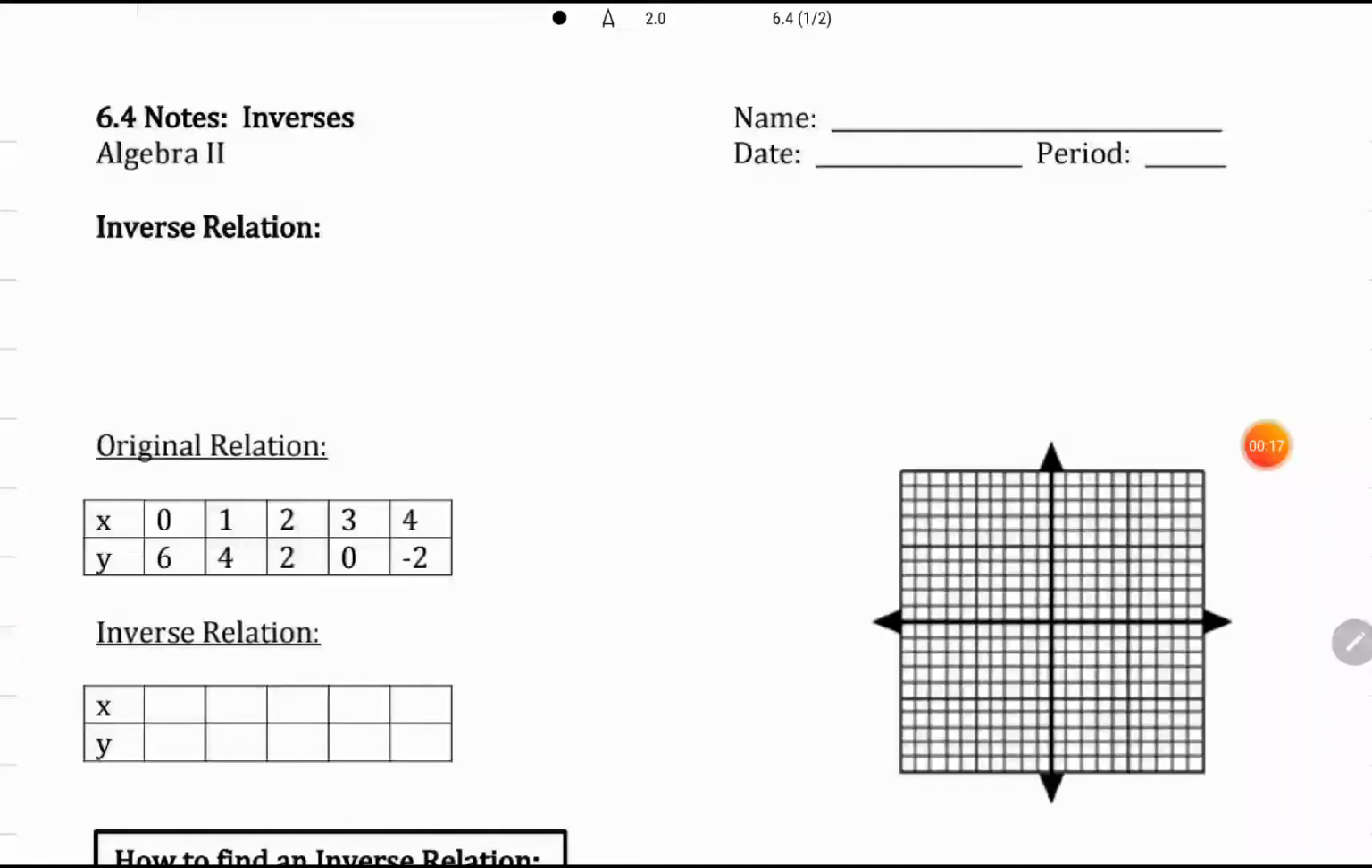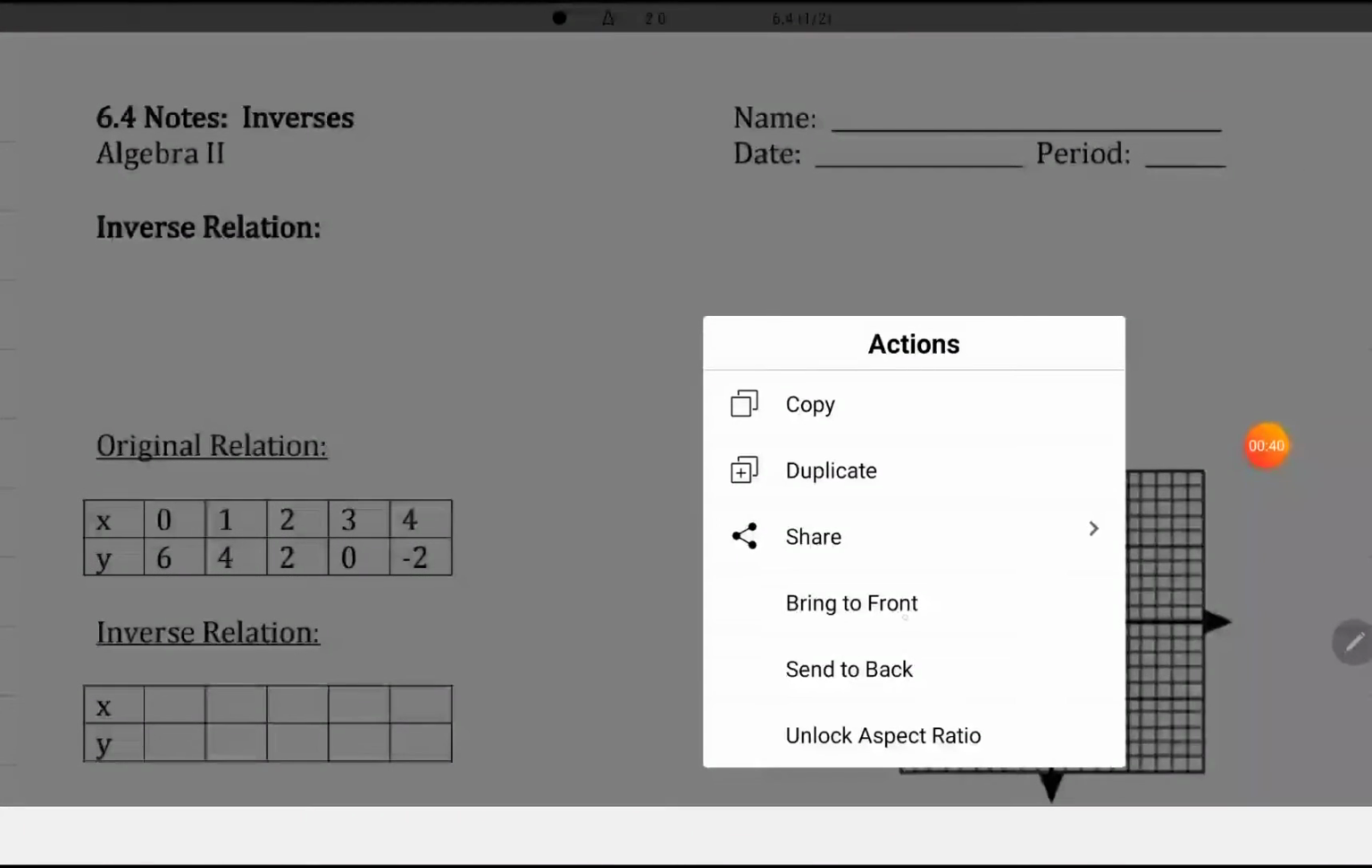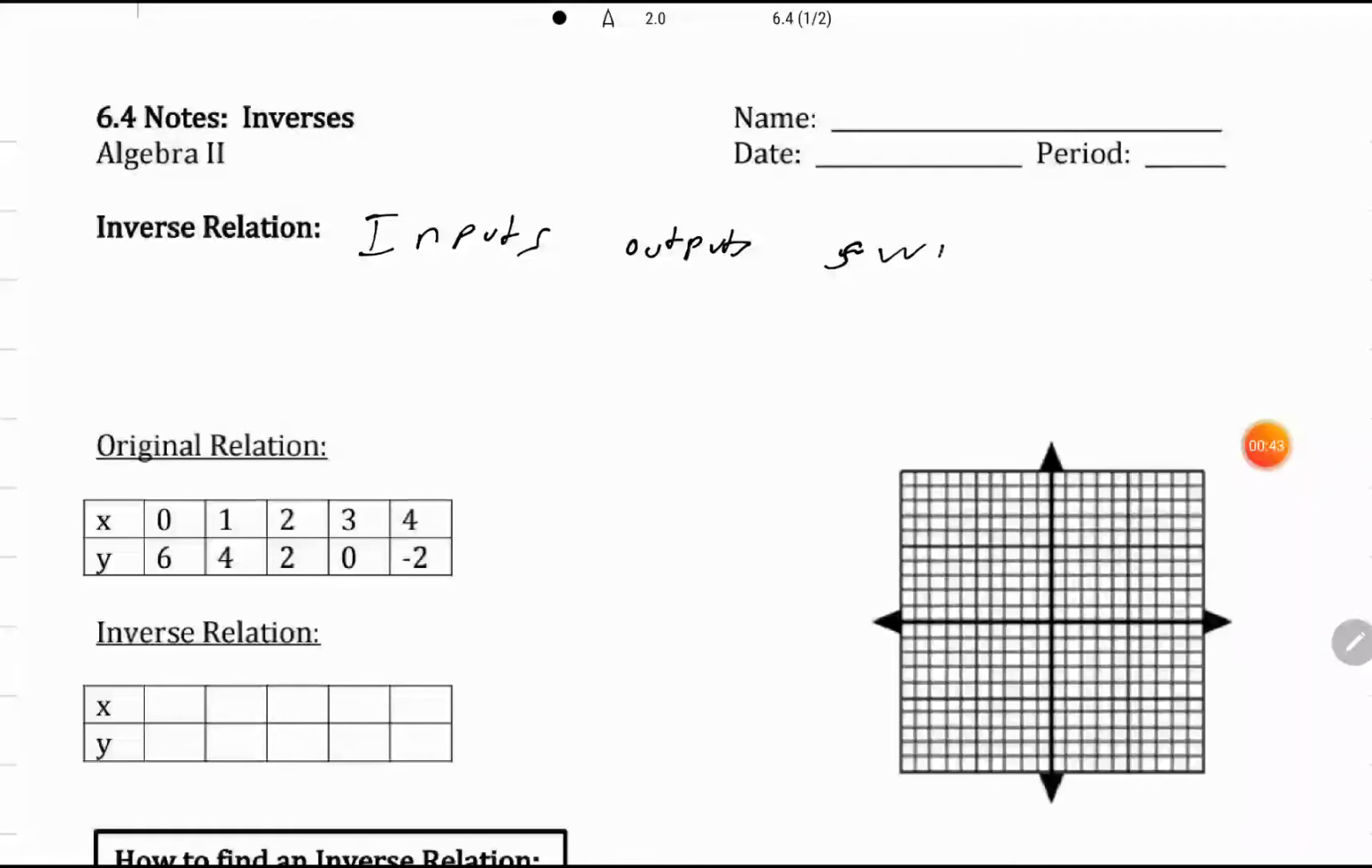Inverse relation. Basically, an inverse relation means that the inputs of a function and outputs switch. Domain and range also switch.